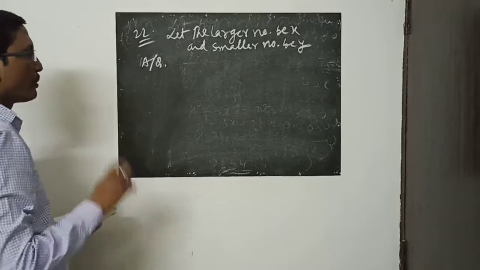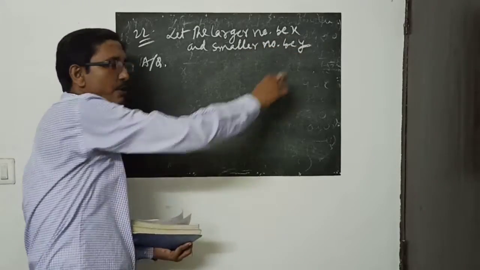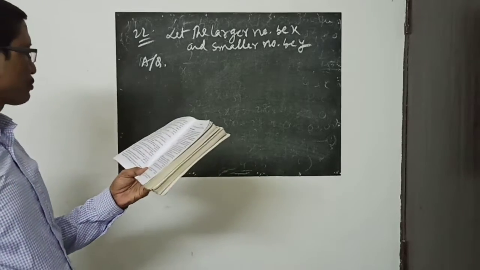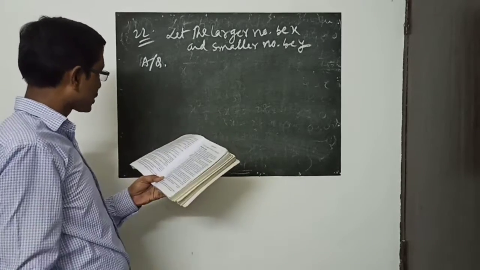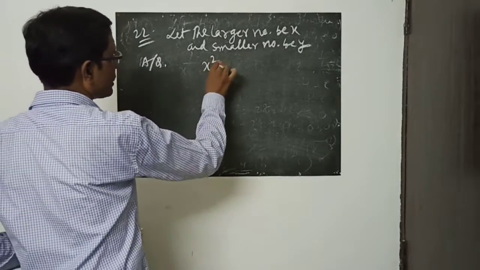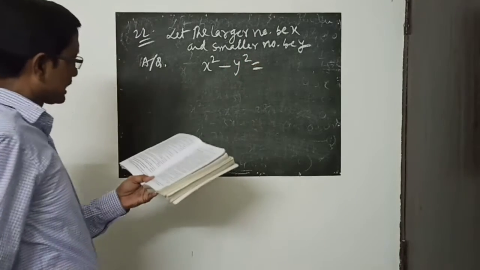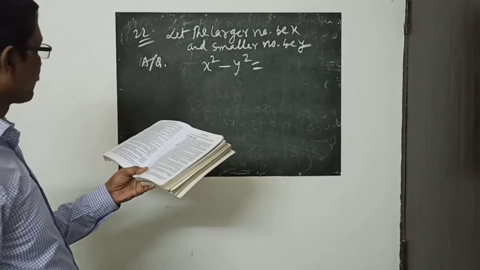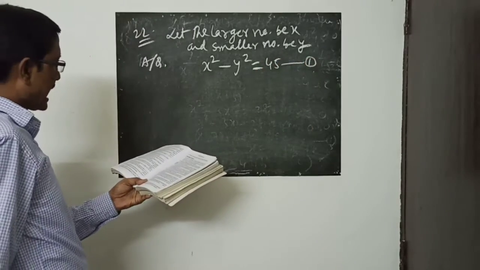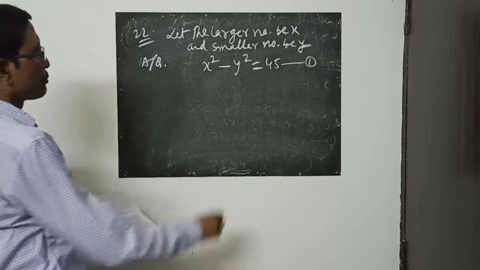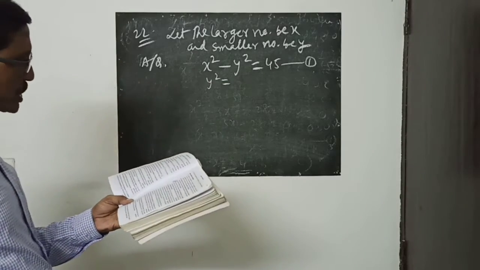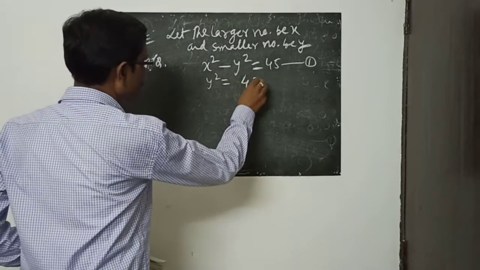Then one by one you have to go. Two variables we have taken, means two equations, two conditions to be obtained, so that you can solve. What is the question? The difference of the squares of two natural numbers. So automatically the larger one's square will be larger. That is equal to 45. Suppose it is equation number 1. And the square of the smaller number, which is y, y square equal to 4 times the larger number, 4 into x.